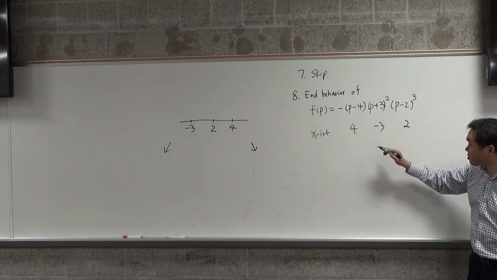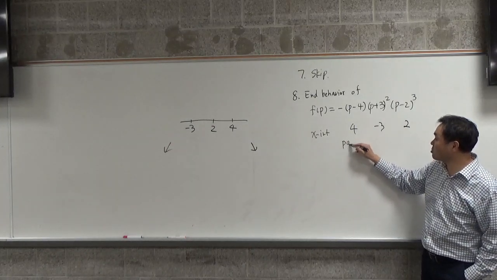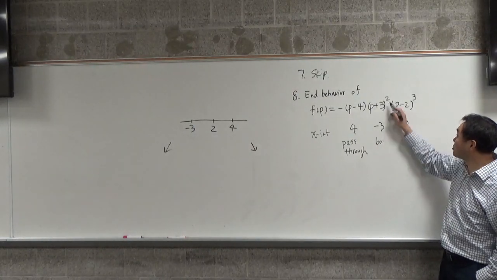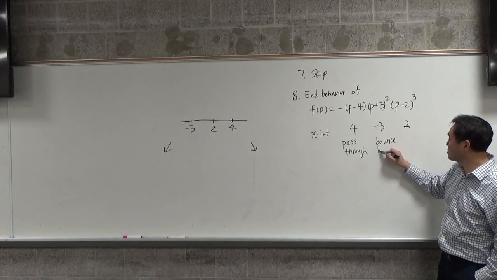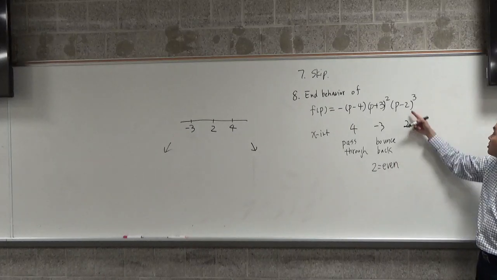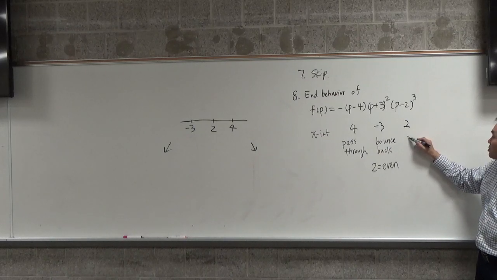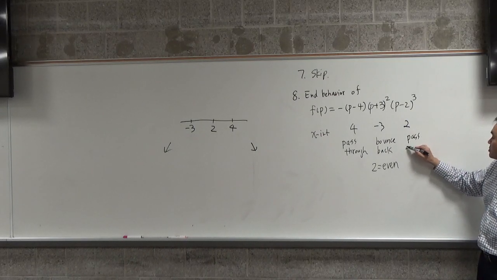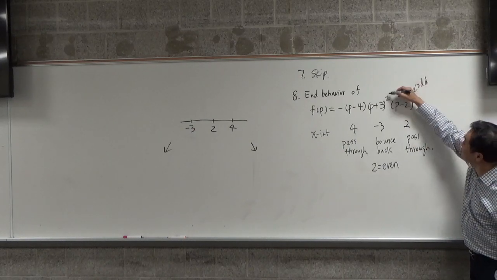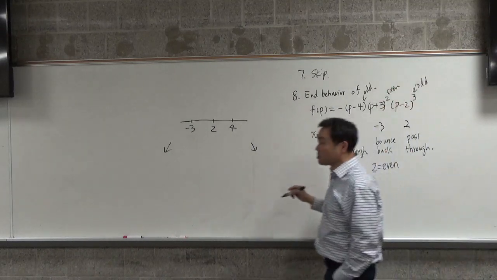Now what that means, so let me just say this. This will make it go through, so pass through. This one bounces back because it's even. 2 is even, okay? Then this one is cubed, so it's odd, so it goes through, passes through. Okay, so this is odd, even. This is number 1, so it's odd, right? So this is what you do.